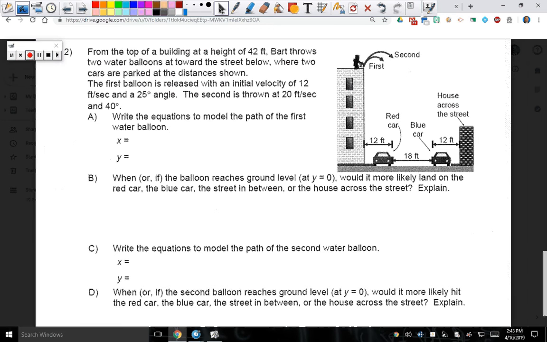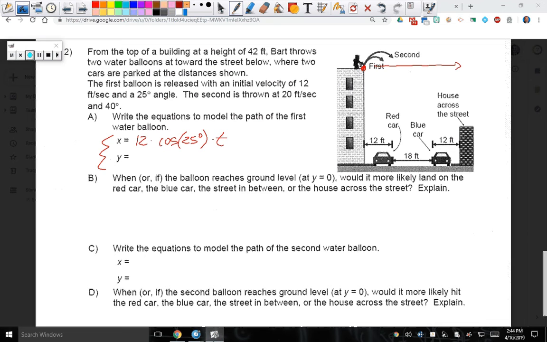First of all, can someone tell me what these parametric functions are going to be? X is equal to what? Yep. Cosine of 25 times t. Not on the x though. So that is a common mistake, but you're not going to add 42 on the x. Because if you did, that means that person didn't start here. That person started 42 feet to the right.